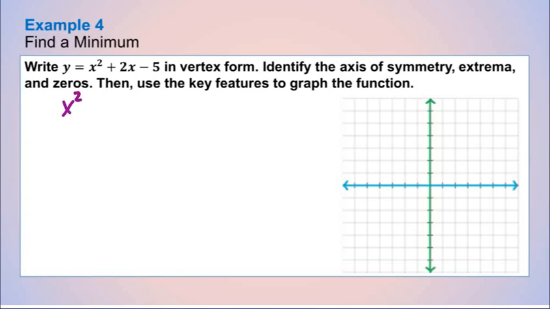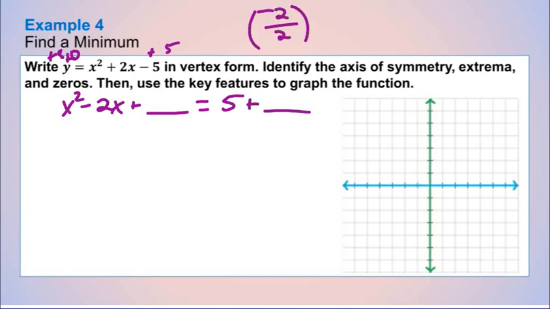So I have x squared minus 2x plus blank. Here I'm just going to add 5 to both sides. Remember my y right now is 0. So that means I have 5 plus blank. So I take my b, which is negative 2, divide that by 2, then square it, which will give me 1. So I add 1 to both sides, and now I have x minus 1 squared equaling 6.